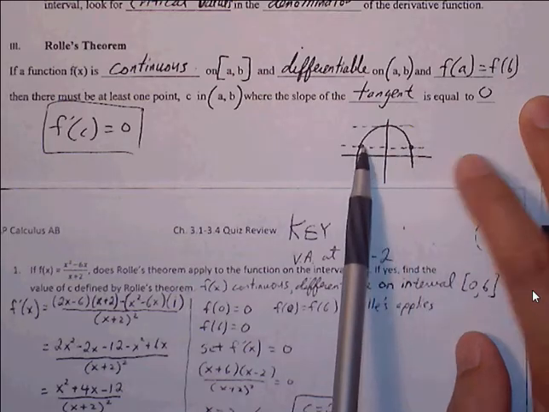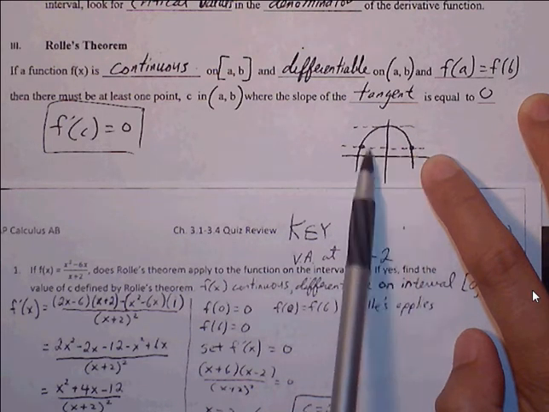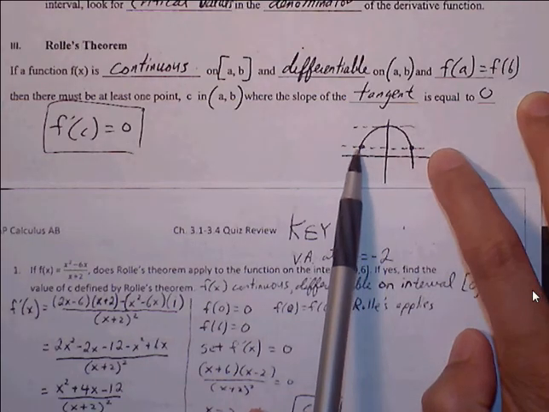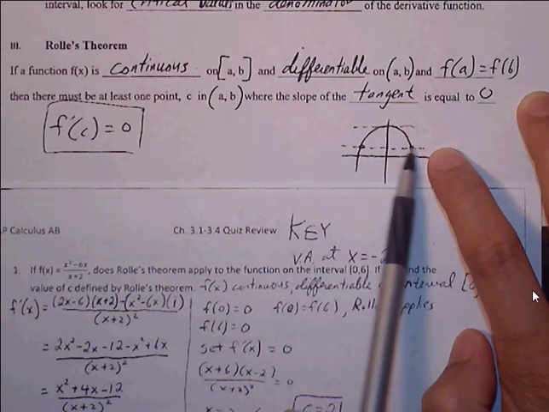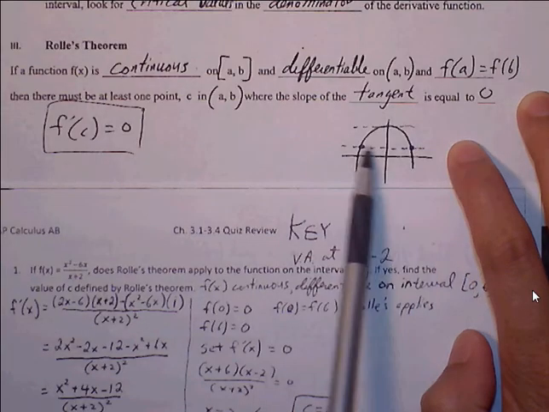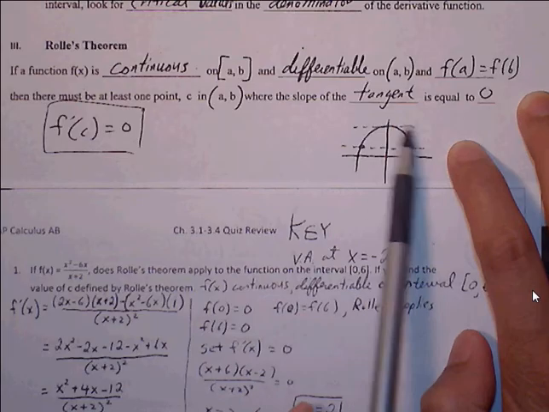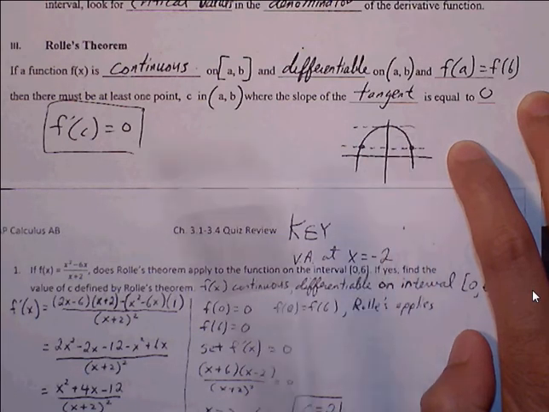So if we can guarantee that we have a smooth and differentiable curve between the endpoints of a and b, then as long as the two endpoints have the same y value, we can guarantee that somewhere between the endpoints there must be another point where the slope of the tangent line is going to be equal to 0.